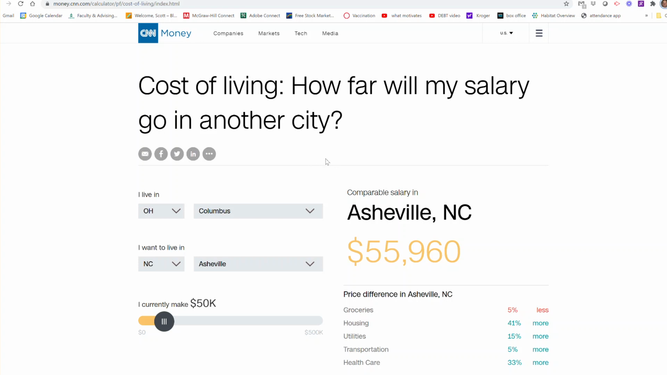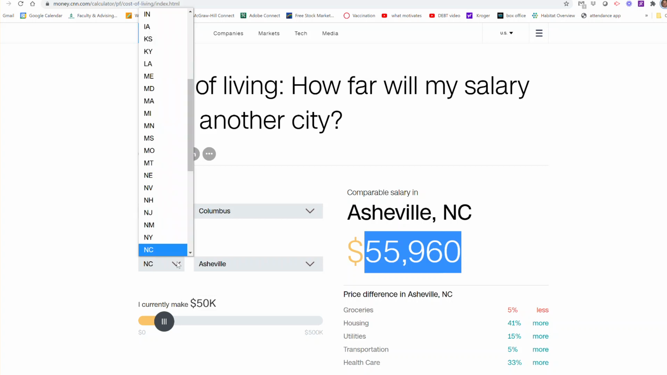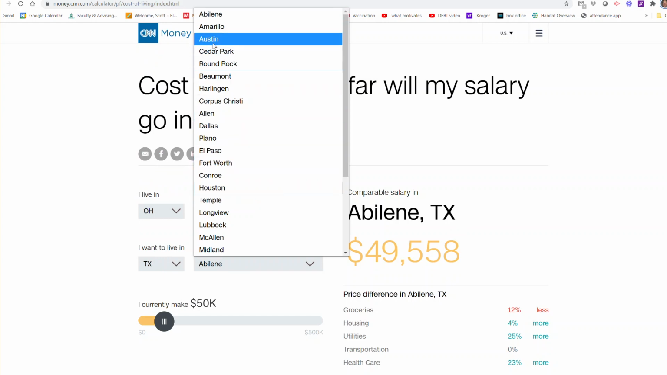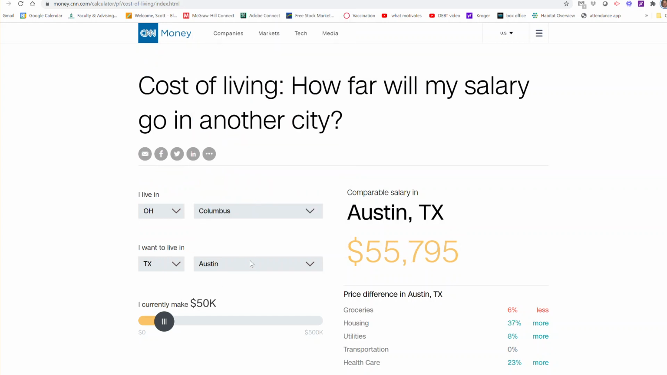So for example, here we have cost of living in Columbus. If you get an offer, let's say of $50,000, and you're also thinking about a job offer in Asheville, North Carolina, that means that you'd have to get a $55,000, almost $56,000 offer in Asheville to make it comparable to Columbus. So, it's just kind of fun to play around here. Let's say you wanted to go to Austin, Texas. I know some of our students have gone to Texas. So we look here at Texas, go to Austin, and compared to Columbus, it's almost $55,000, very close to the other one.